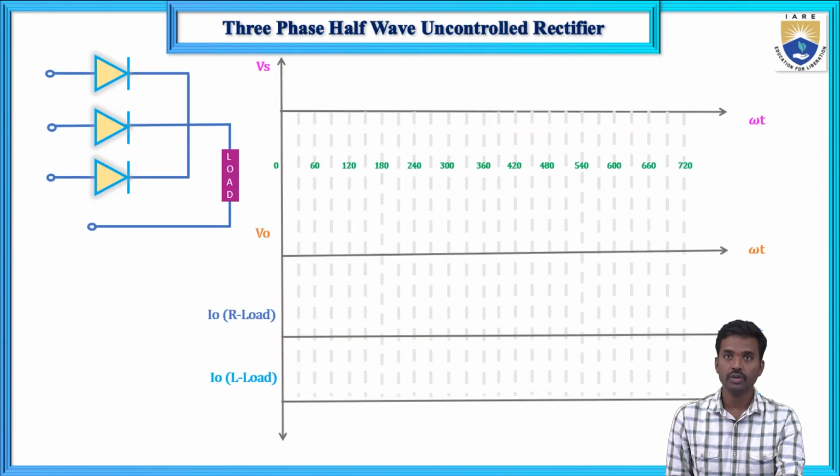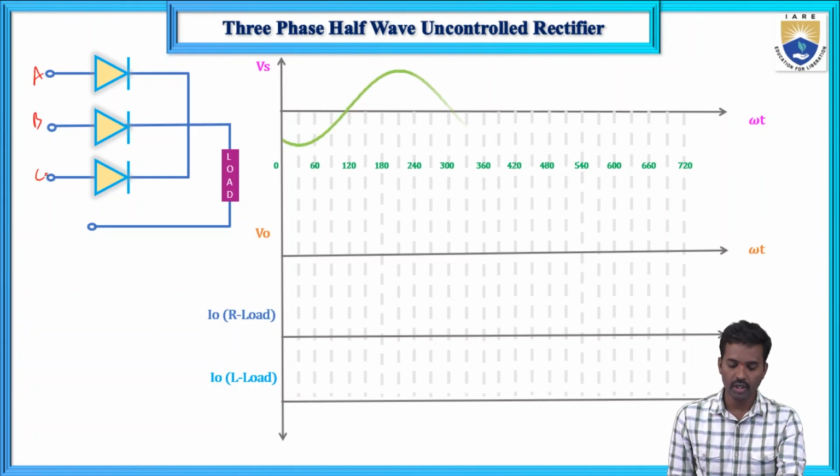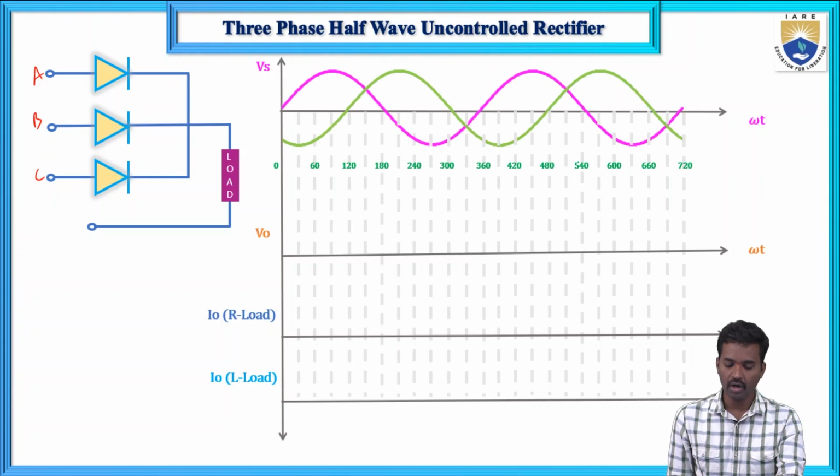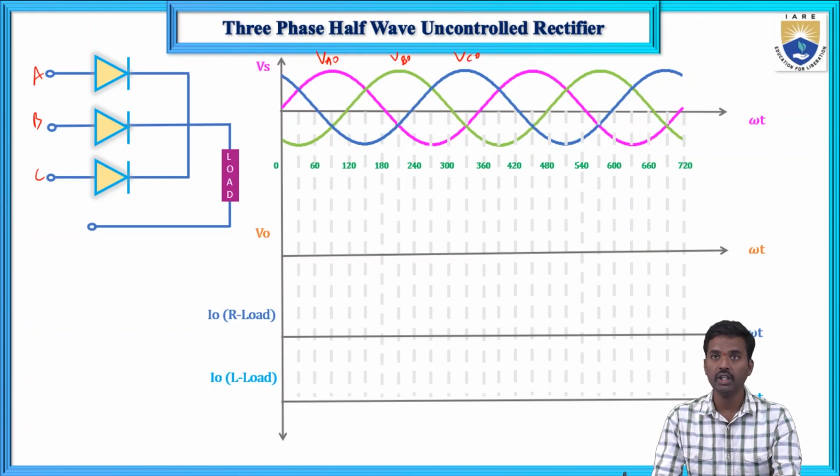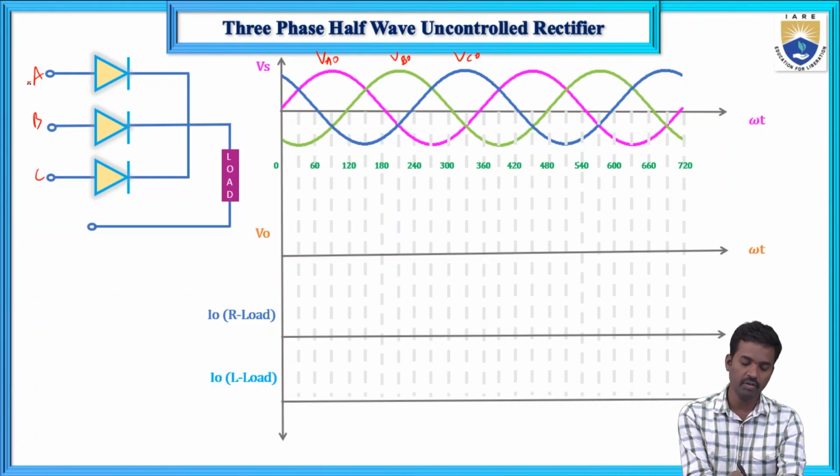Now this is the waveform. Here we are giving a three-phase supply A, B and C, that is R, Y, B. Suppose these are VA0, VB0 and VC0. We are giving the three-phase supply to this configuration with diodes D1, D2 and D3, and the load may be an R load or an RL load.